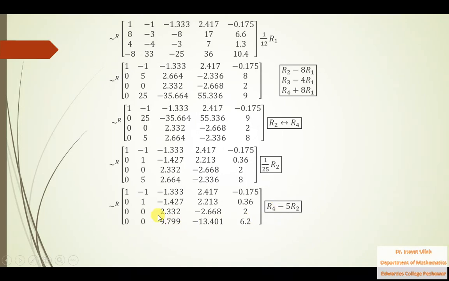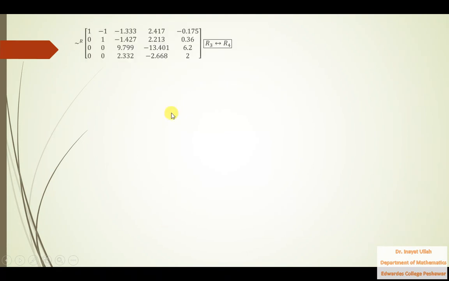Now thirdly, look at this third column. The maximum number in this column is 9.799. So 9.799 will be written in the third row. I mean that interchanging row 3 and row 4. So that was row 4, which is now row 3, and this was row 3, which is now row 4. We have interchanged these two because this is the largest number in this whole column.